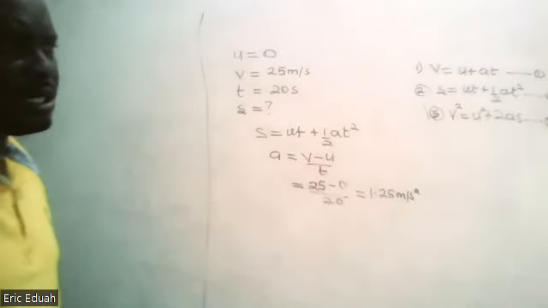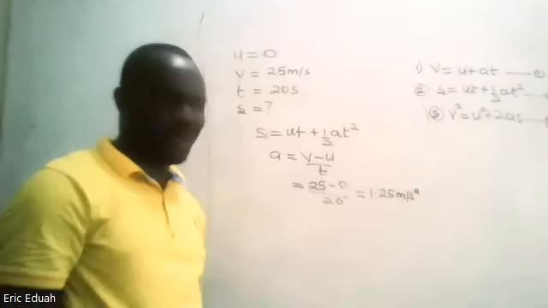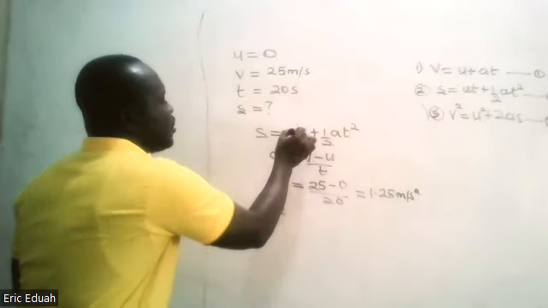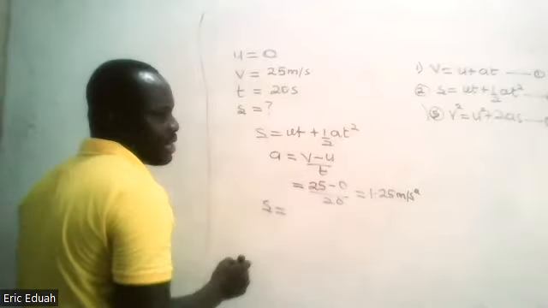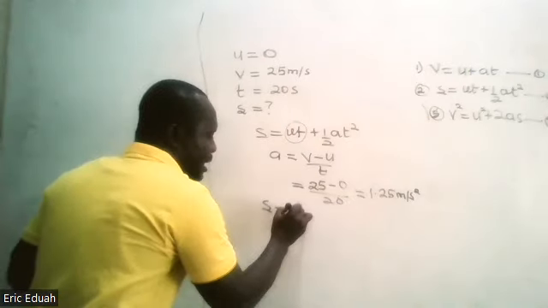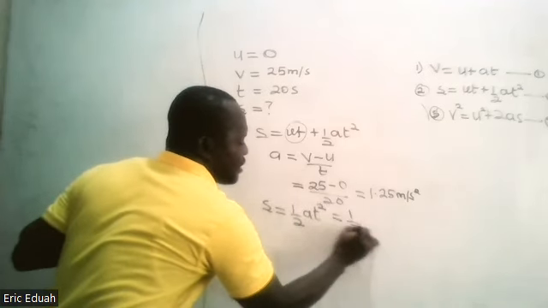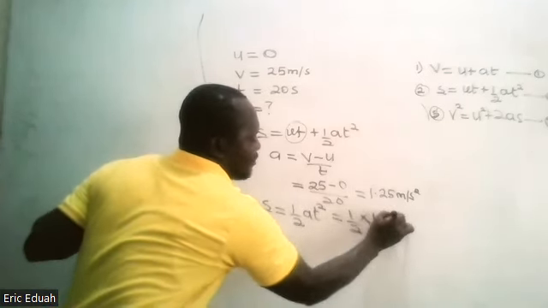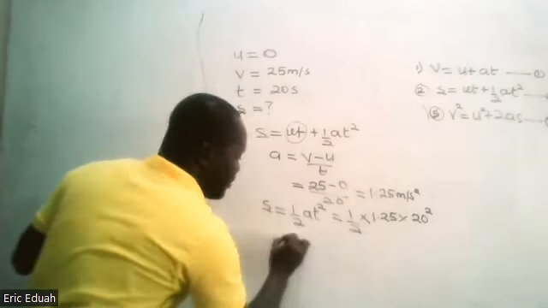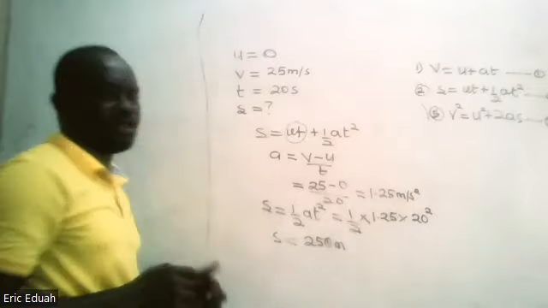Once you have the acceleration, you can proceed in solving the problem. So S is therefore equal to ut plus half at squared. u is 0. The initial velocity is 0. And so this part of the equation goes to 0. So we only have S is equal to half at squared, which is equal to half times 1.25 times 20 squared. And this will give us 250 meters for the distance traveled by the car.